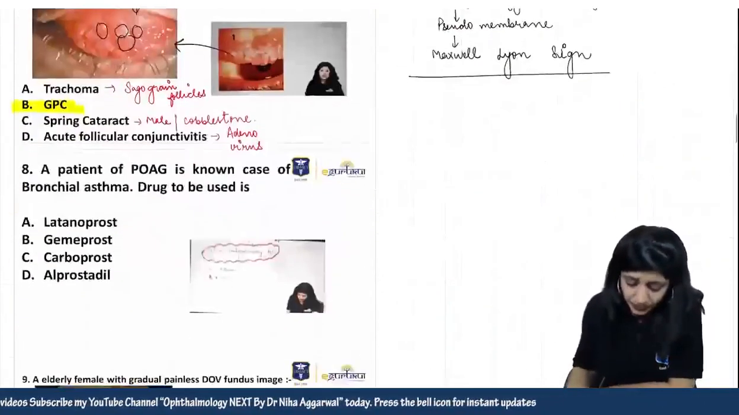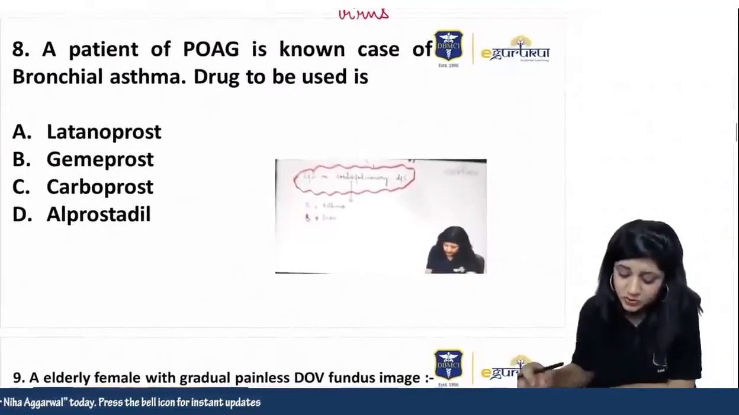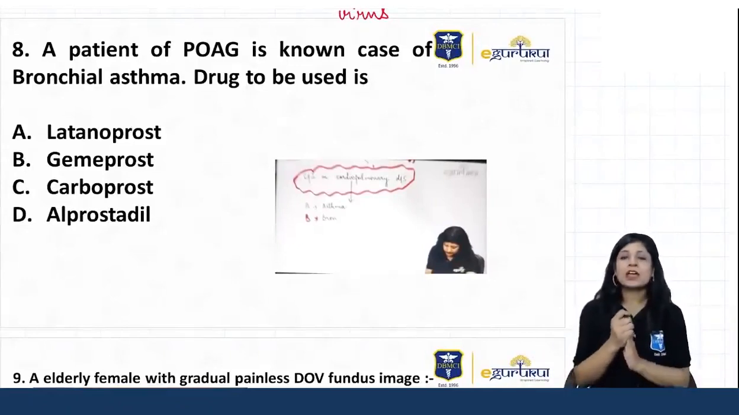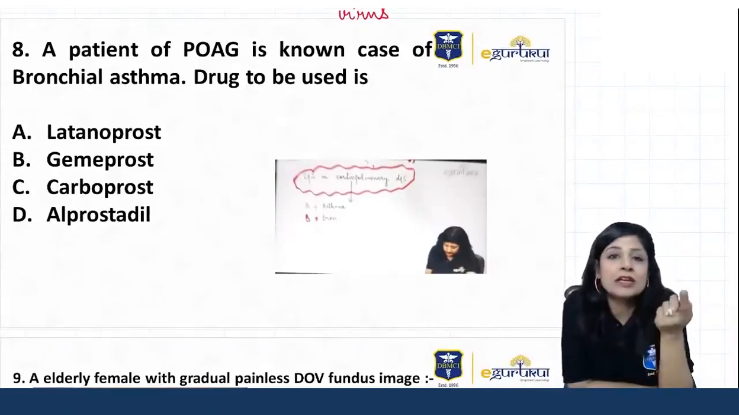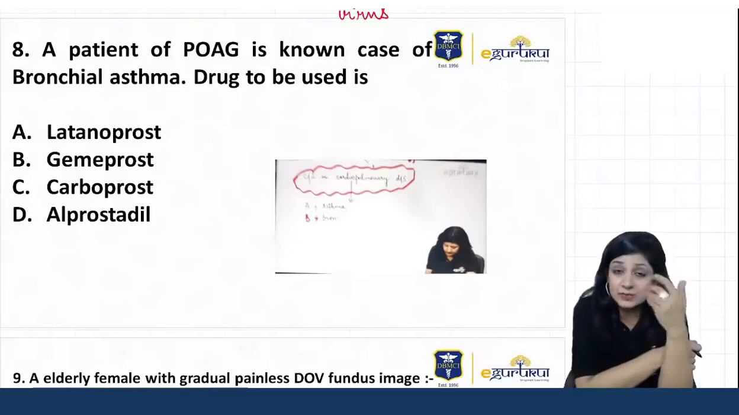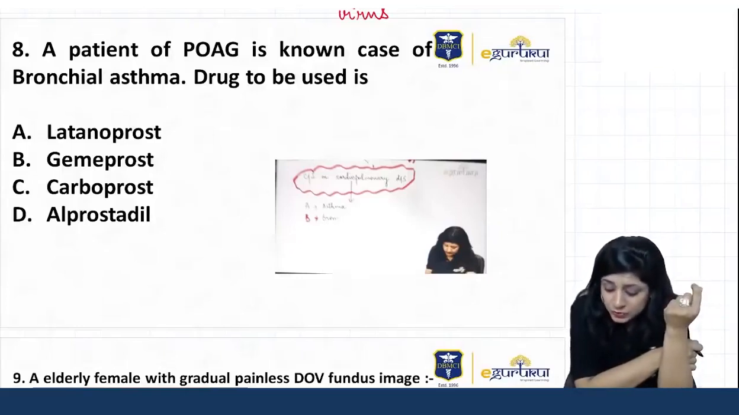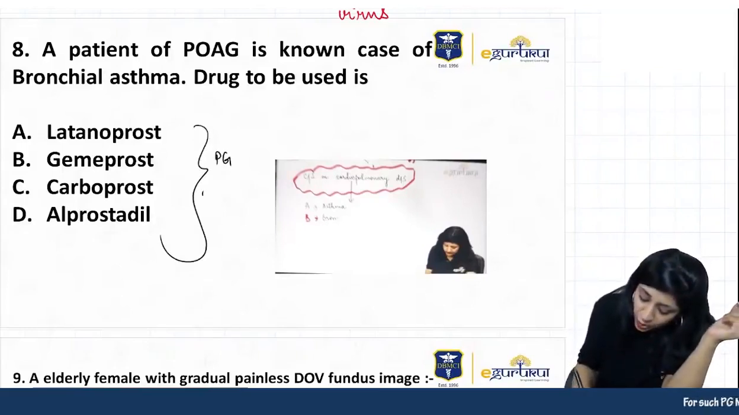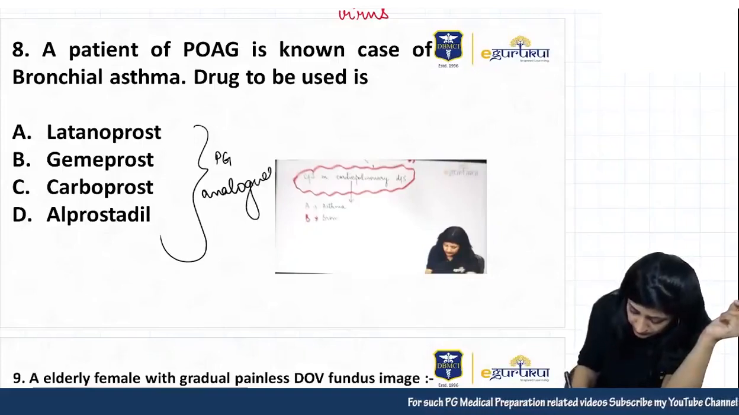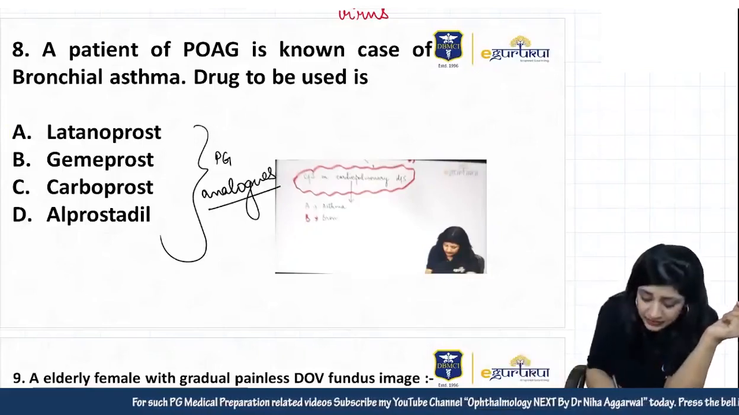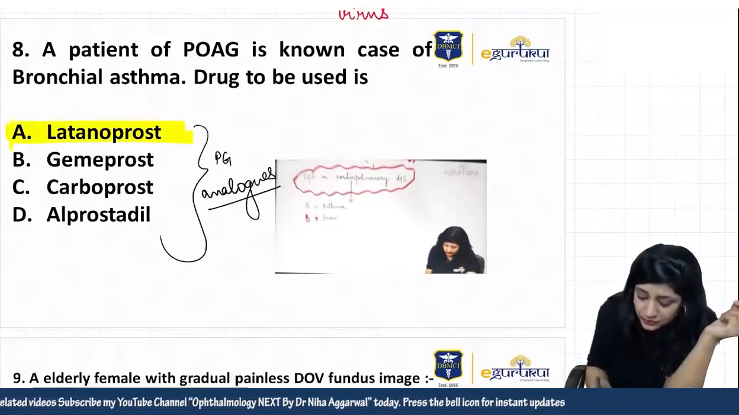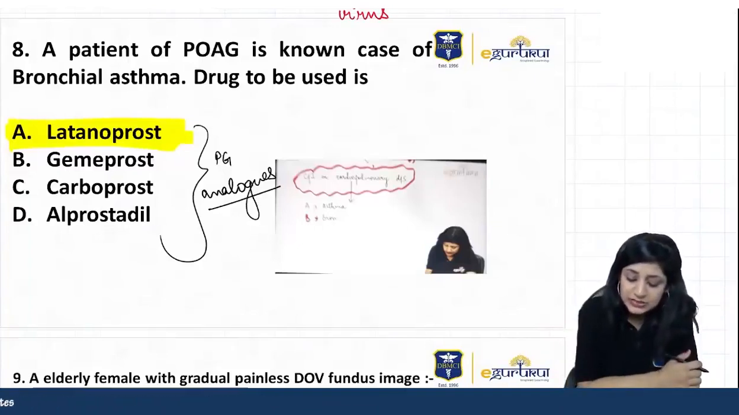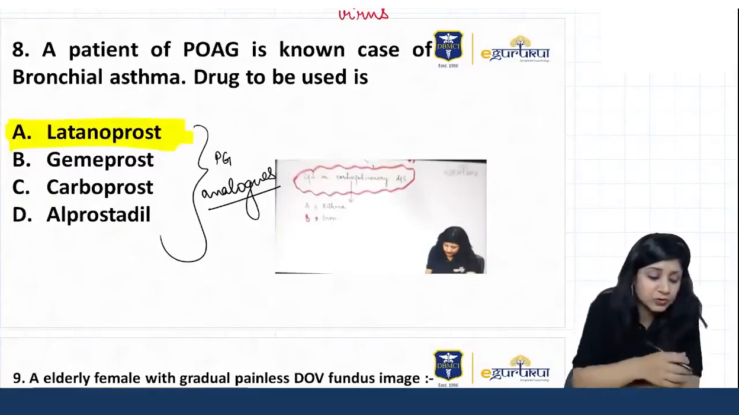All right. Coming to question number 8. Again, a very simple question. Patient of open angle glaucoma with bronchial asthma. So beta blockers will be contraindicated, especially the non-selective one. Drug to be used. They have given all the 4 prostaglandin analogs. Which one should you prefer? I think here the answer is very, very clear. The latanoprost. The safest will be your latanoprost. Check the other options also: latanoprost, gemeprost, carboprost or alprostadil.